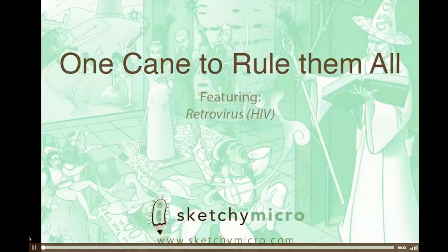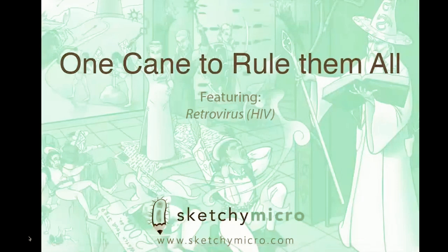Hope you're ready for an epic battle, because we're going to be talking about arguably the most important virus, and that's human immunodeficiency virus, or HIV. This beast of a virus has a lot of information, and I mentioned epic battle because that's exactly what our scene's going to be. Welcome to the battle against the evil wizard, who has at his side the most powerful immunosuppression cane of all. One cane to rule them all.